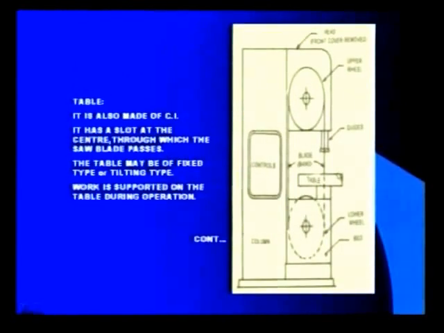Table is also made of cast iron. It has a slot at the center through which the saw blade passes. The table may be of fixed type or tilting type. Work is supported on the table during operation.